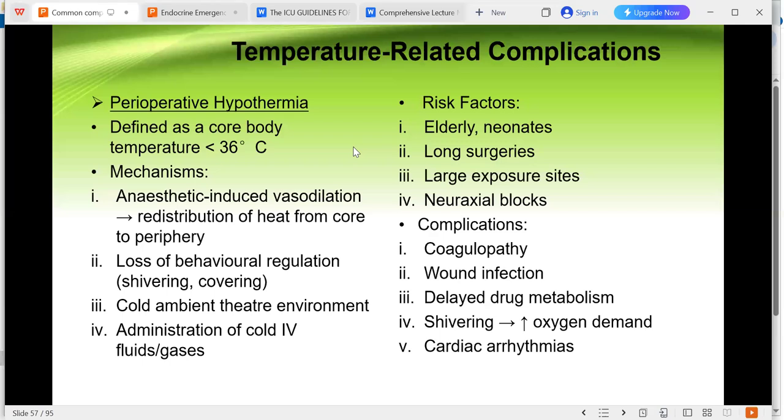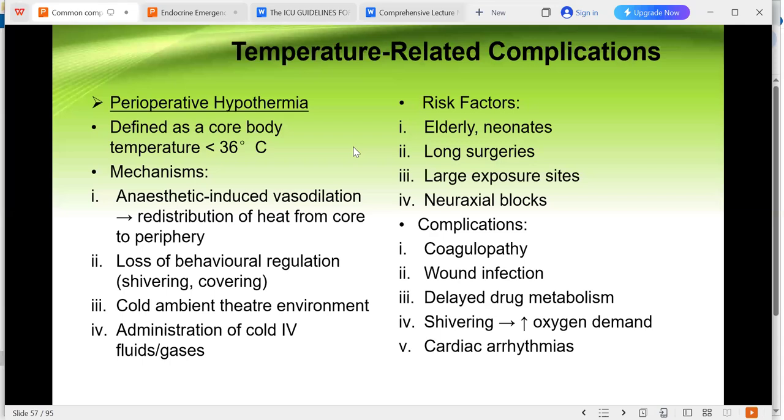All right, a patient under anesthesia has lost behavioral regulation. So to deal with hypothermia, they can't shiver, they can't cover themselves. All right, the cold ambient theater environment. Okay, I've heard a lot of surgeons complain, I'm sweating, it's too hot. All right, a lot of times we need to balance staff or faculties' comfort and patients' safety. Administration of cold IV fluid or gases. All right, make sure you warm your fluids or at least room temperature and humidify all your gases that you're giving to this patient.